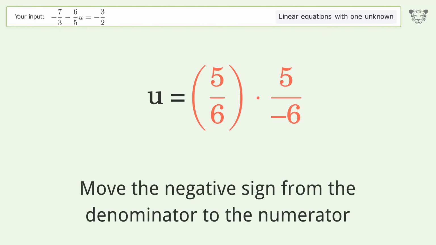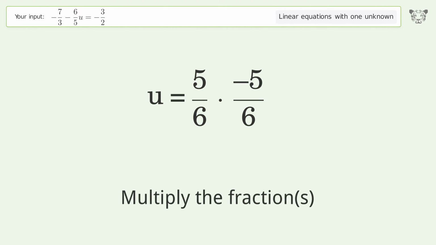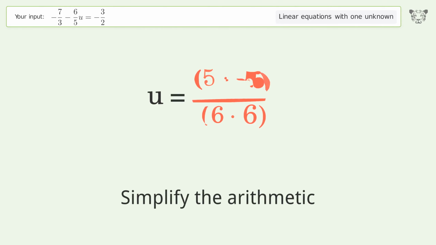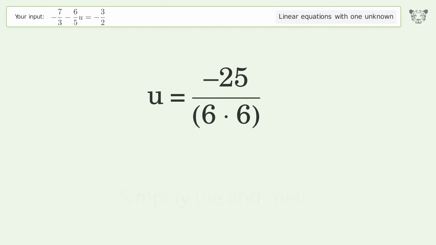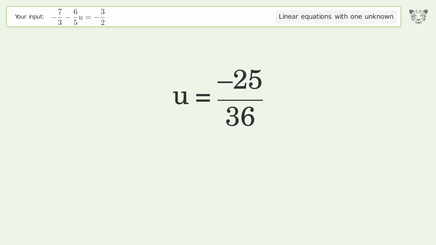Move the negative sign from the denominator to the numerator. Multiply the fractions. Simplify the arithmetic. And so the final result is u equals negative 25/36.